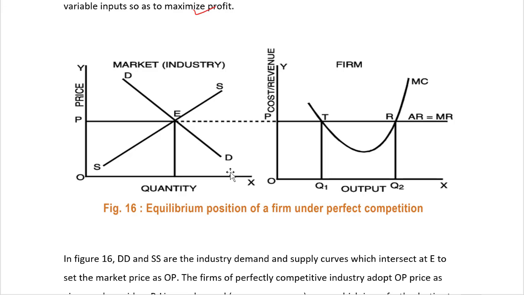On the x-axis, we have plotted the quantity, that is in units. On the y-axis, we have plotted the price in rupees. You can see over here in the first diagram, figure 16, the equilibrium position of a firm under a perfectly competitive market. SS is the supply curve, DD is the demand curve. And over here, this is a firm's demand curve where AR equals MR equals P. So the equilibrium position is MR equal to MC and MC should be rising.